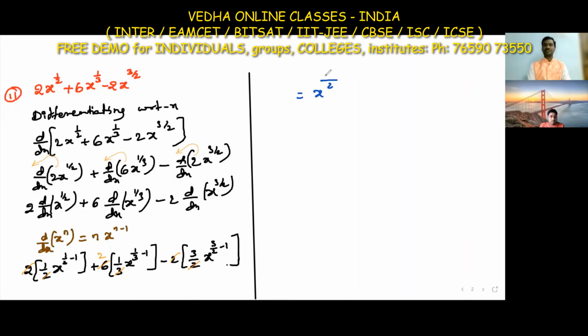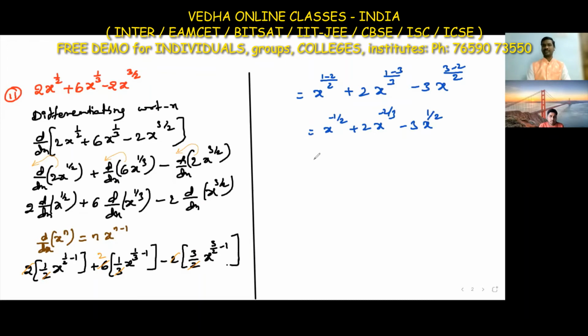Here the LCM is 2, and 1 minus 2. Plus 2 is a coefficient, x power, LCM 3, so 1 minus 3. Minus 3 into x to the power, LCM is 2, so 3 minus 2 we are getting here. This is equal to x to the power minus 1 by 2 plus 2 into x to the power minus 2 by 3, minus 3 into x to the power 3 minus 2 is 1 by 2.